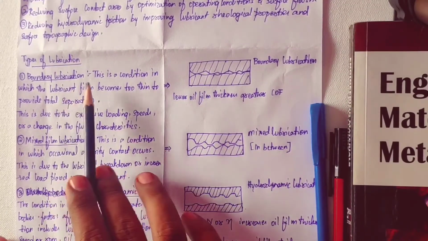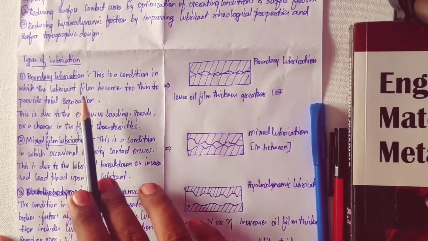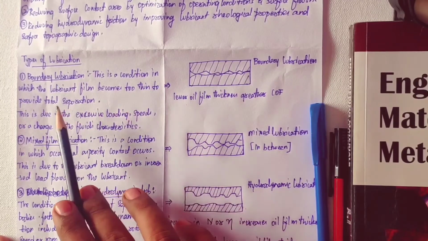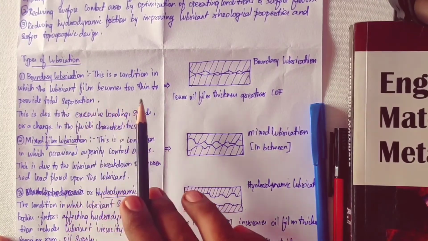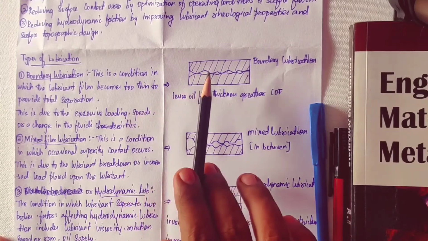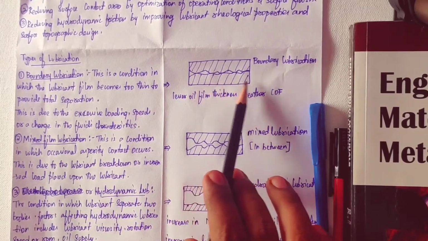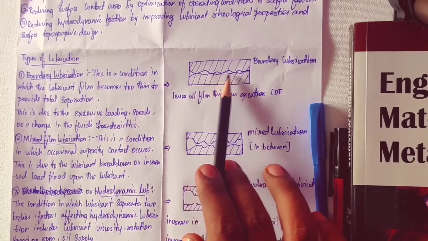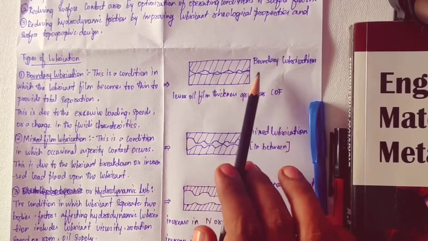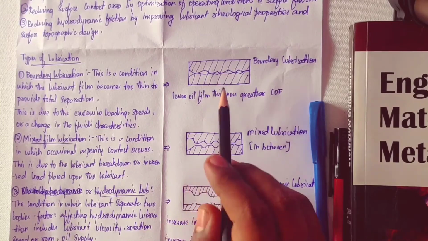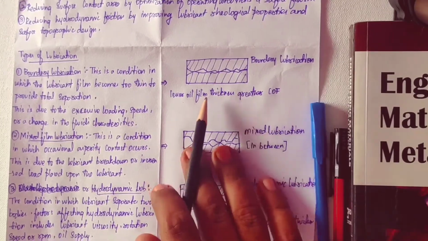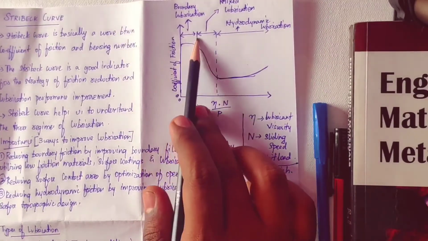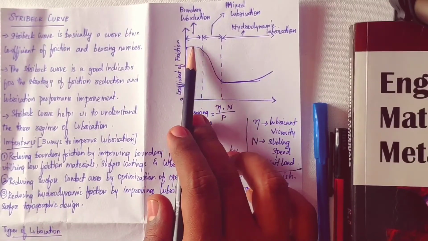Boundary lubrication. This is a condition in which the lubricant film becomes too thin to provide total separation. When there are two bodies in contact, at the interface between the two bodies the lubricant is present, but it is too thin to separate them. So what happens? The coefficient of friction will be very high. You can see in the graph that the coefficient of friction is high, and at that particular point there is boundary lubrication.